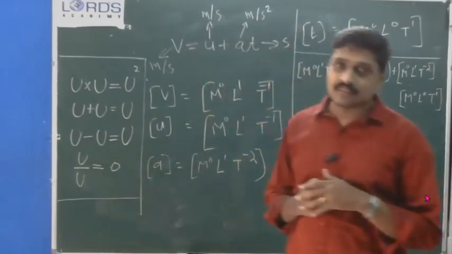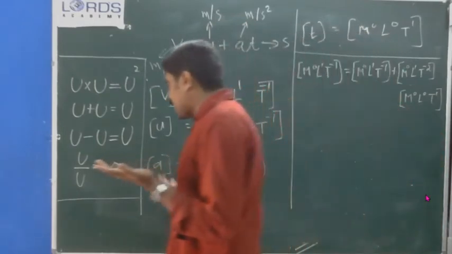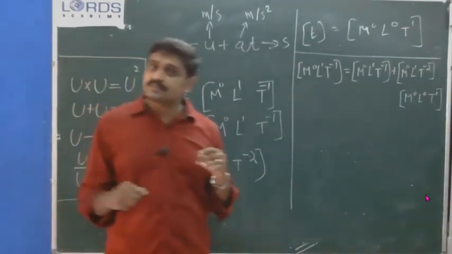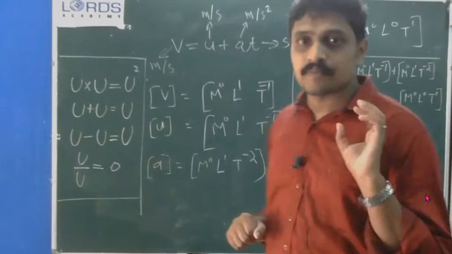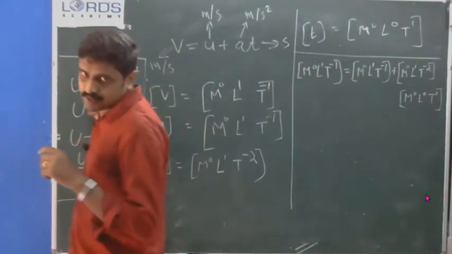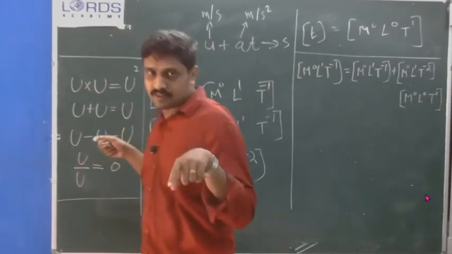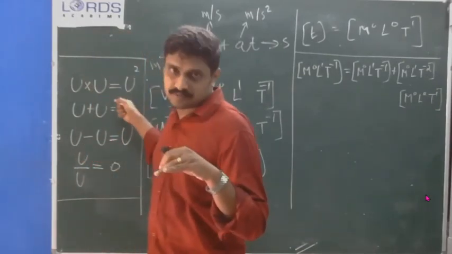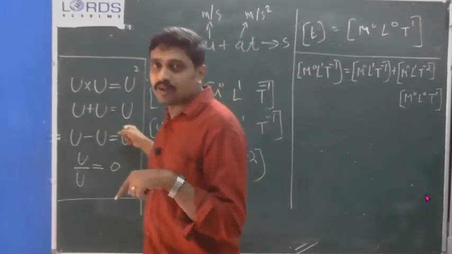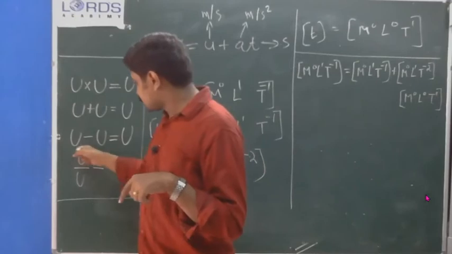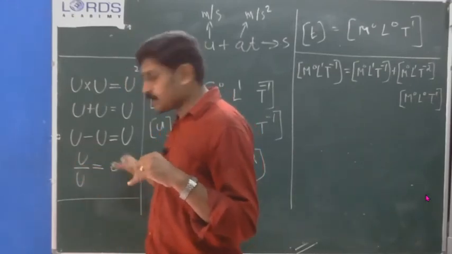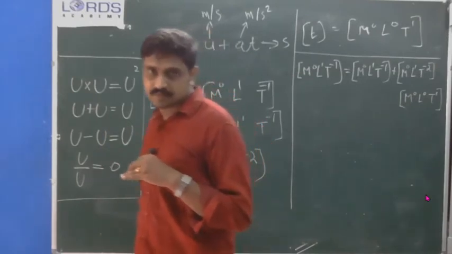How is that possible? Here we don't calculate any alphabets or something. It's a calculation for units. Any unit into the same unit: meter into meter, you will obtain meter square. Meter plus meter, you will obtain meter only. See, think in that way. Meter by meter should become unitless.